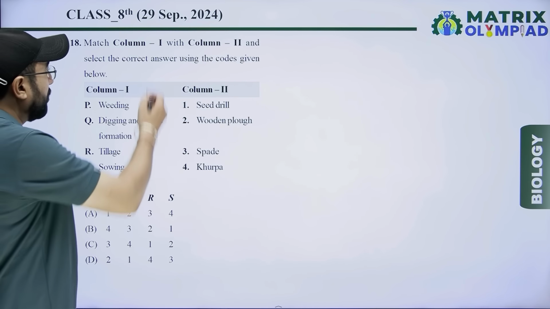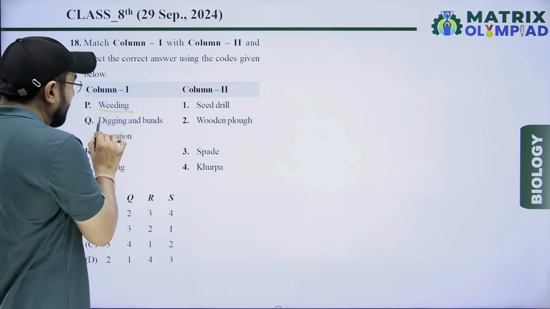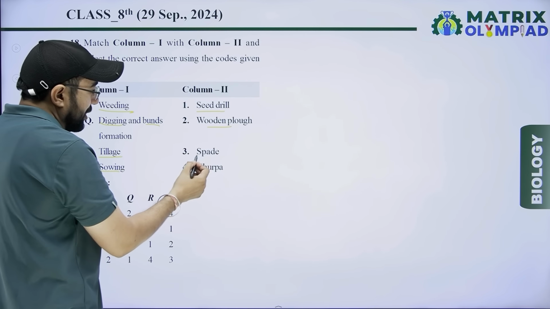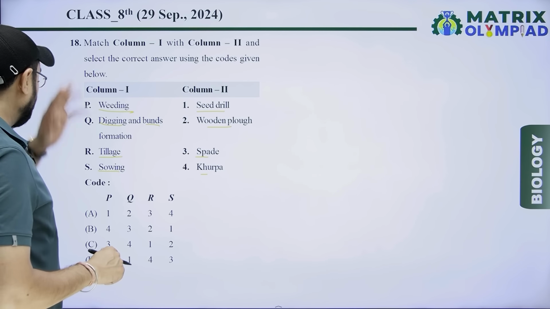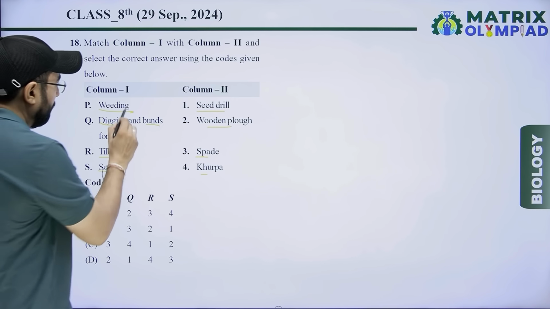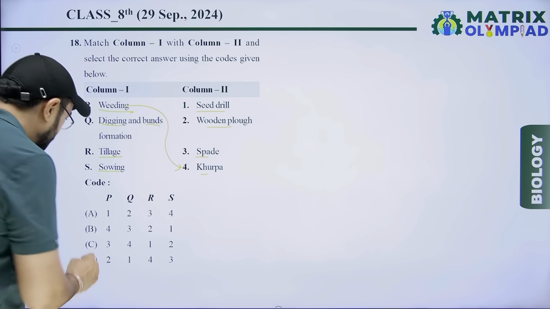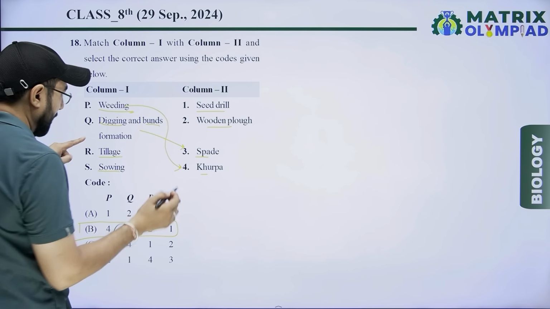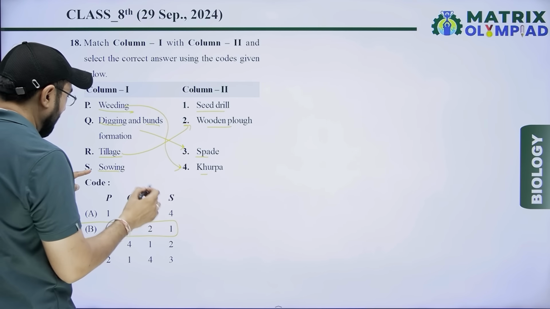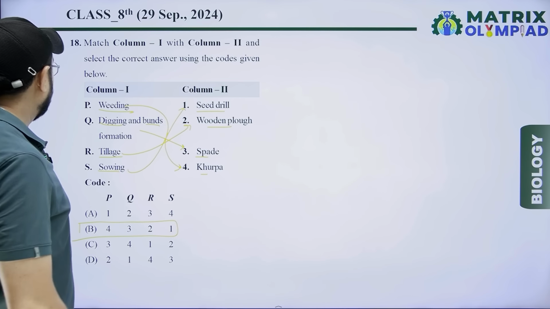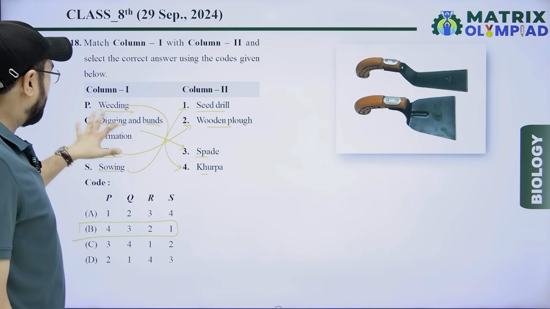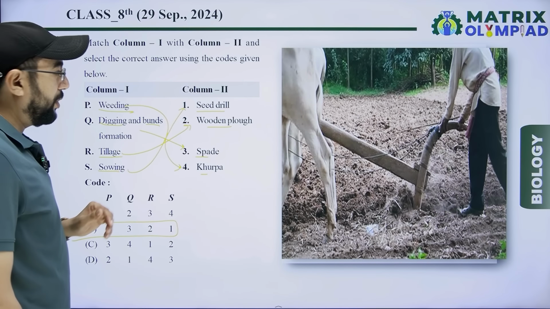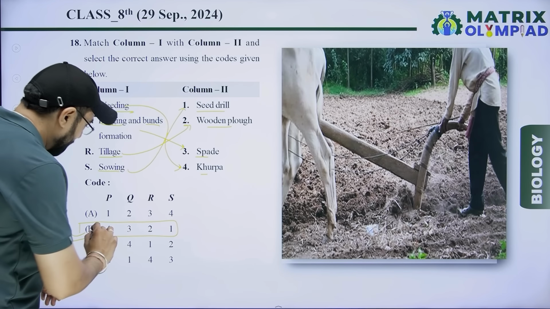Next question is, match column first and column second. Weeding, digging and bund formation, tilling, and sowing. Seed drill machine, seed drill, wooden plow, spade and khurpa. According to this question, weeding is related to khurpa. In option B, digging and bund formation is related to spade, tilling is wooden plow, and sowing is related to seed drill. In the diagram, the khurpa helps in weeding. Next one is spade, then drill machine, and next wooden plow. So the right answer according to the question is option B.